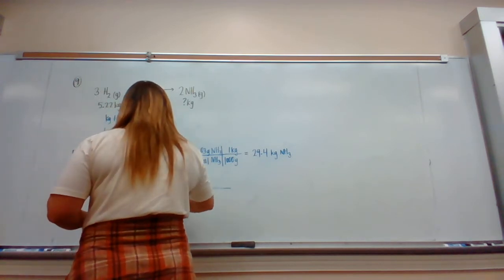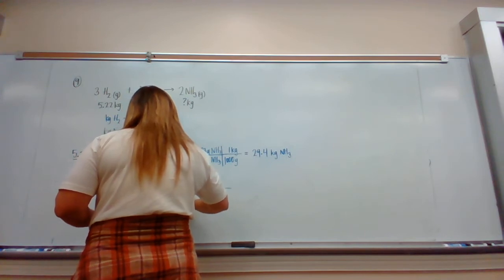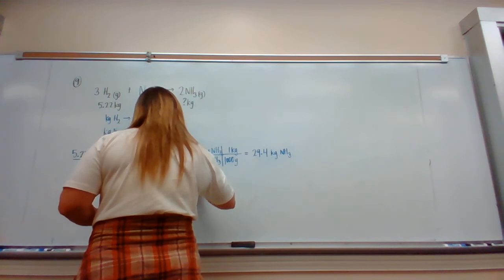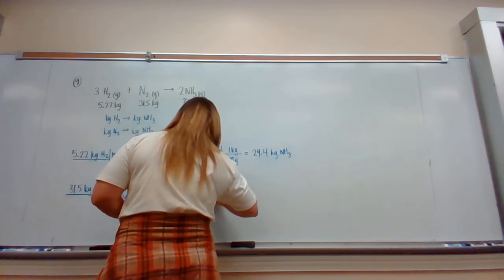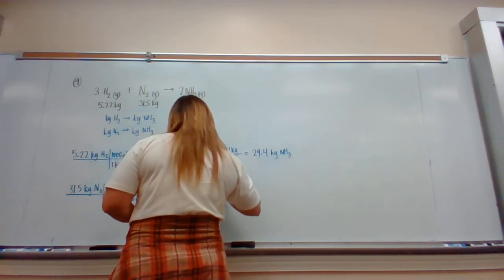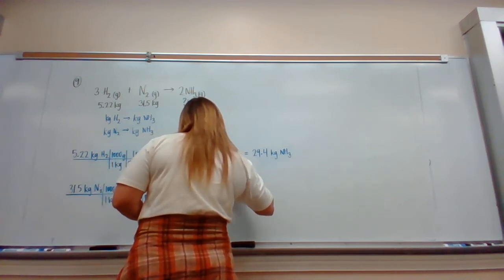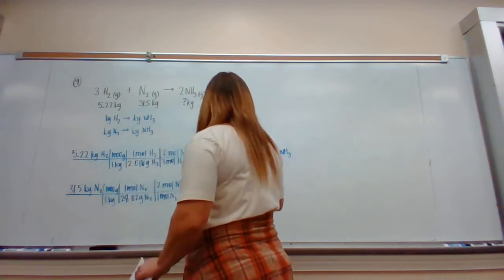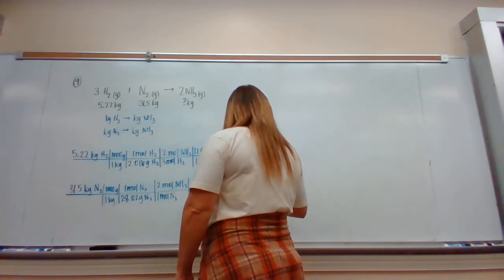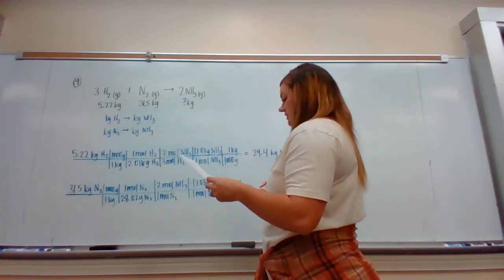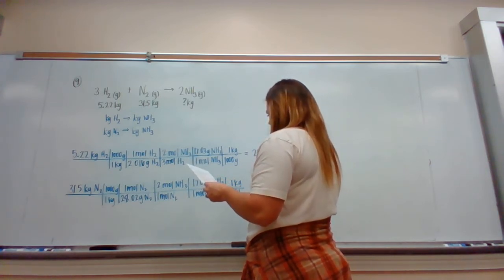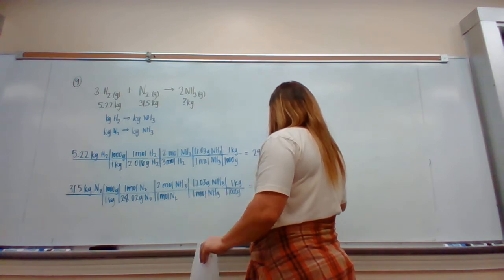then mole to mole ratio, 1 mole N2 yields 2 moles of NH3, and 1 mole of NH3 is 17.03 grams NH3, and convert to kilograms. And let's see, we get 38.3 kilograms NH3.